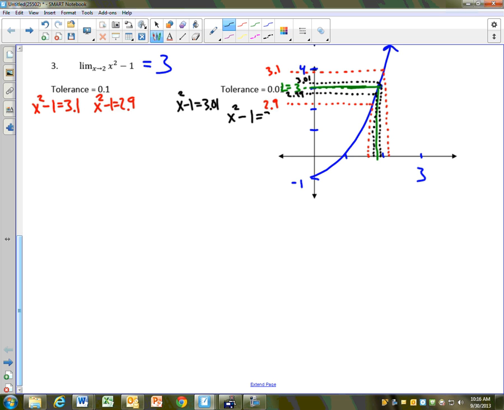So x squared minus 1 equals 2.99. Okay, so it's time to solve here. So x squared minus 1 equals 3.1. Does somebody have a calculator? So you can follow along. Looks like I already solved these out. I've got x squared is equal to 4.1. I square root both sides, and I get x is equal to 2.02.